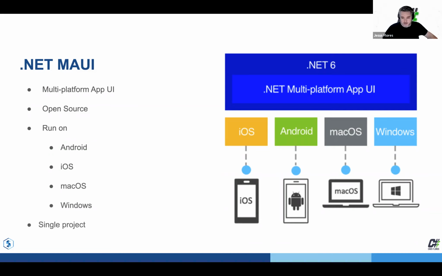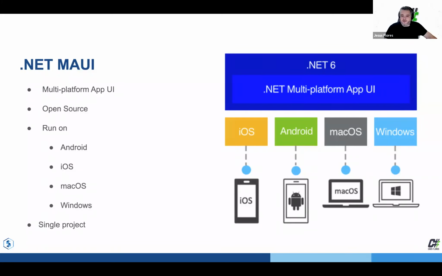What does that mean? You only have one project, and .NET MAUI will, for example, if you have your images and resources and all that stuff, compile that depending on the target device. So you don't need to provide specific image formats or other assets for each of the devices. You just need to provide your resources and everything else will be handled by MAUI.